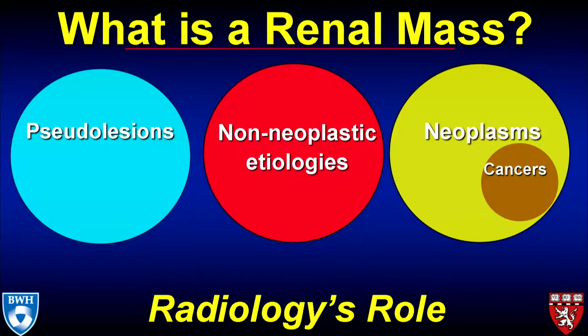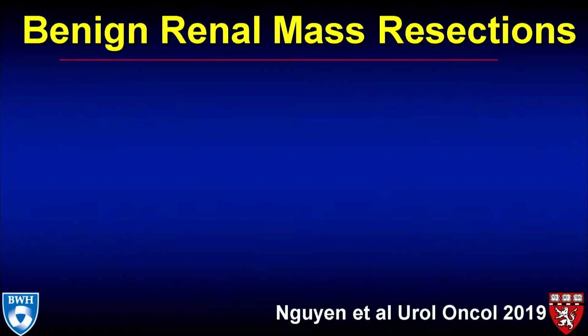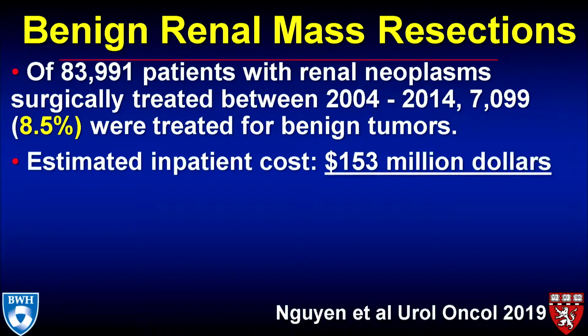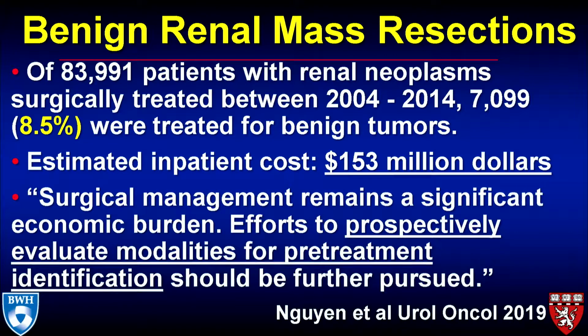And so we have to do a good job of making sure that we're not sending benign neoplasms to surgery. We have to exclude benign neoplasms. And unfortunately, we're doing a terrible job at that. Here's this 2019 study of almost 84,000 patients who underwent surgery for a mass thought to be malignant, and almost 10% of them were benign, at an estimated cost of $153 million. These are urologist-authored papers who claim that this is a significant economic burden, and to quote them, efforts to prospectively evaluate modalities for pretreatment identification should be further pursued. That means better radiology.